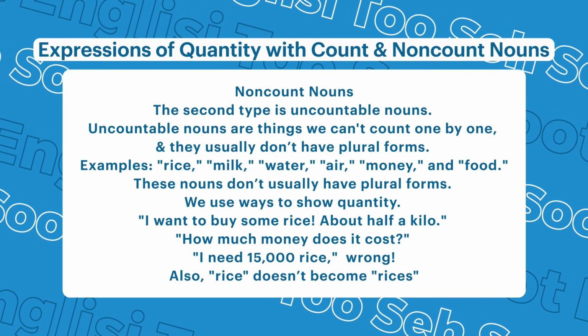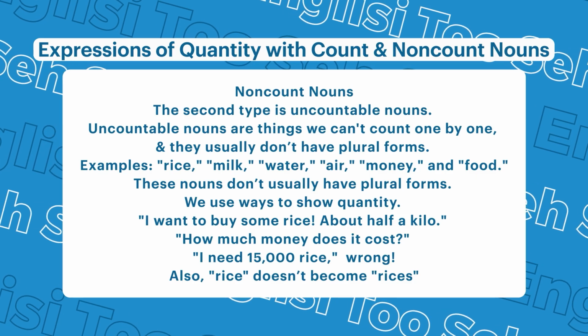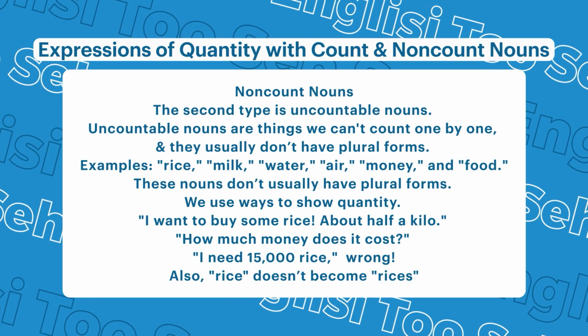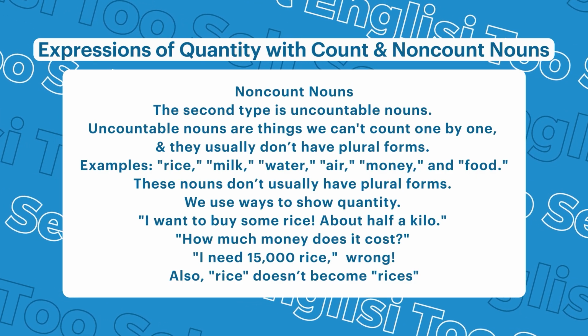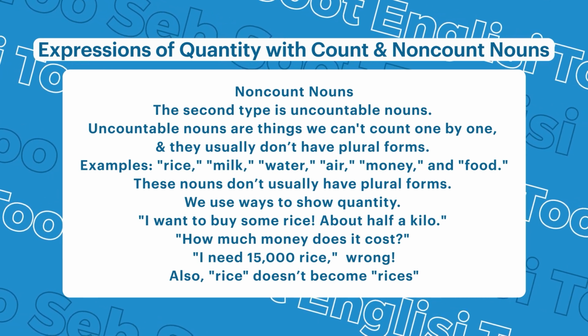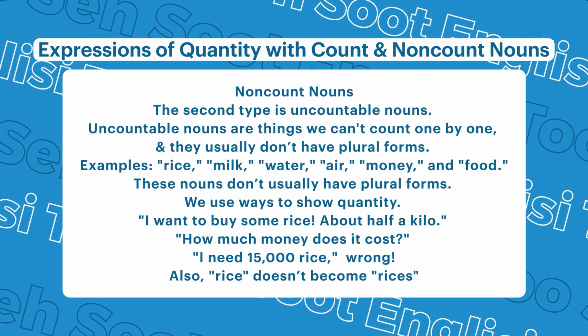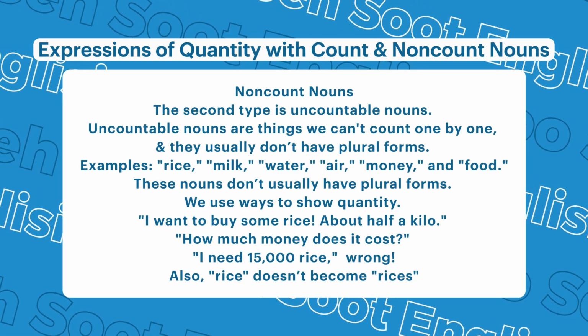Note that dollar is a countable noun, but money isn't. It is technically not wrong to say I need 50,000 rice, but it sounds so strange. Also, rice doesn't become rices because rice is uncountable, except in poetry or in some ungrammatical situations.